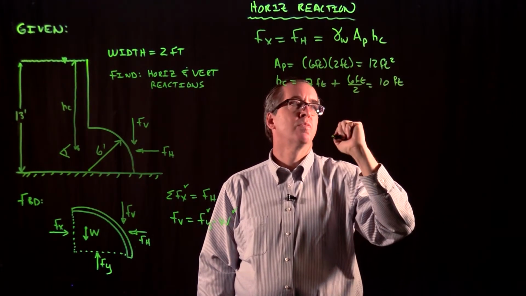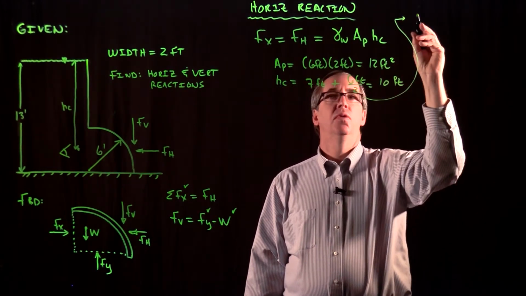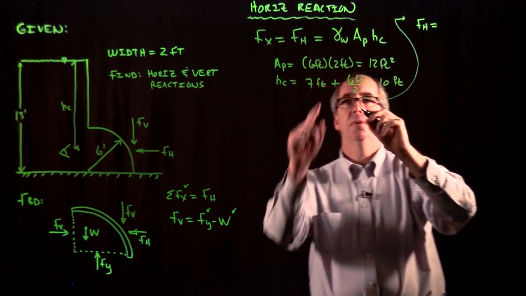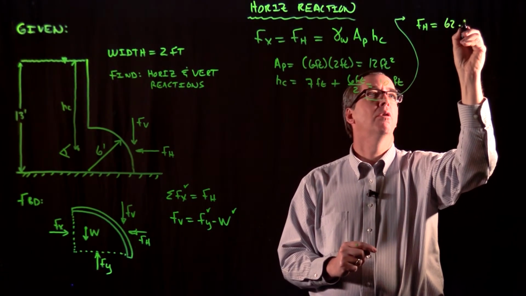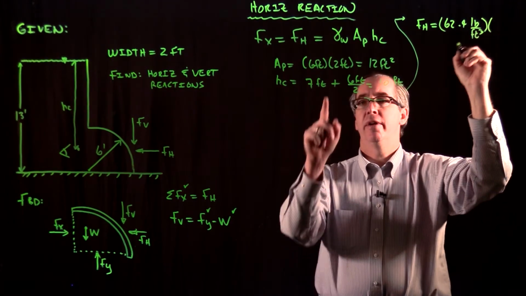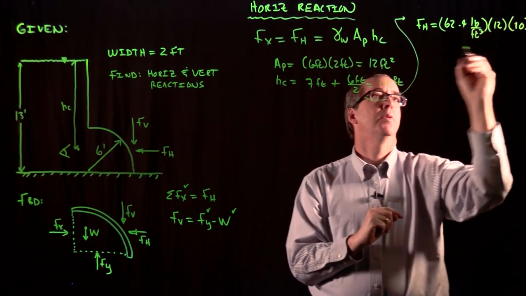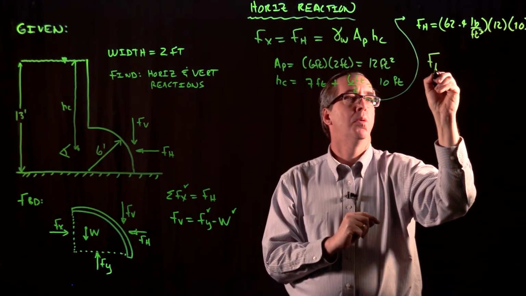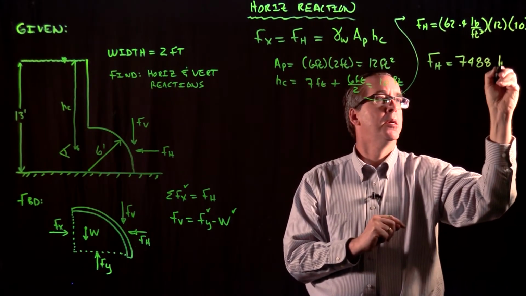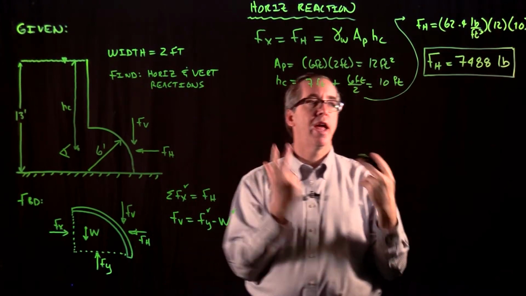Okay? And so if I solve that, I'm going to solve that over here where I have a little more space. So when I solve for this, I'm going to get that the horizontal force is equal to gamma, which is 62.4 pounds per cubic foot. Okay, we have an area of 12, and then we have a depth of 10. Okay, and this gives me a total horizontal force of 74.88 pounds. So there's the first part of this problem, solving for the horizontal reaction.